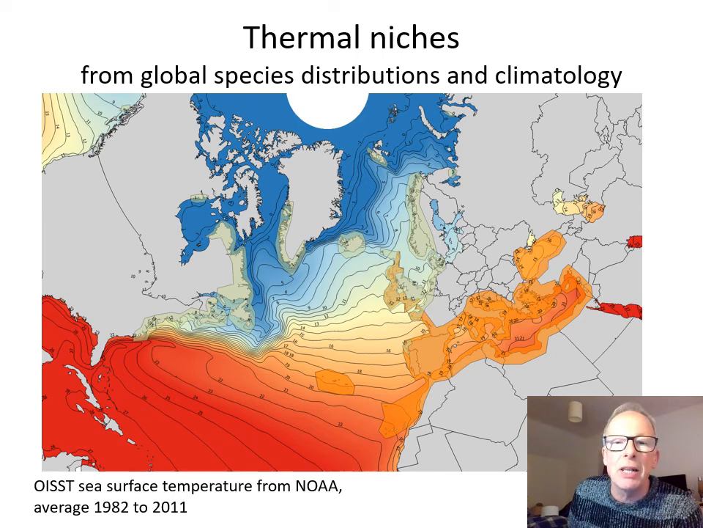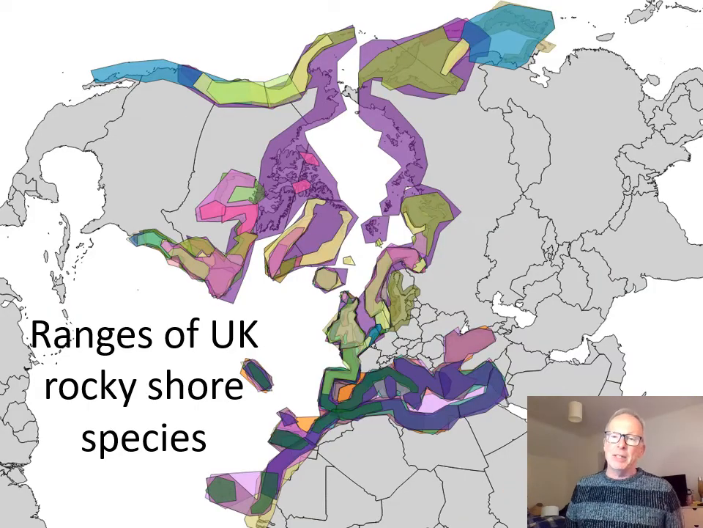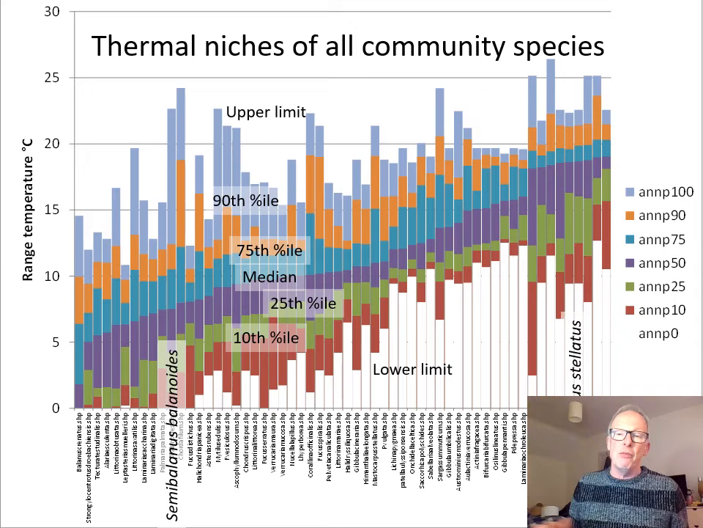So matching that with average temperatures gives that histogram that I showed you earlier. And if we could do this for a whole bunch of species, here's all the species that live on UK rocky shores, we can start to get a real picture of the mix of cold water and warm water species across the community, and the relative fate of those individual species is going to let us know how that community is faring.